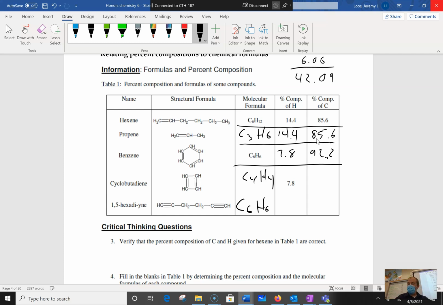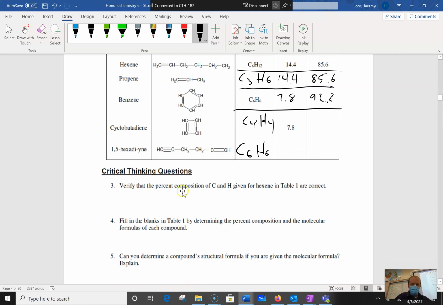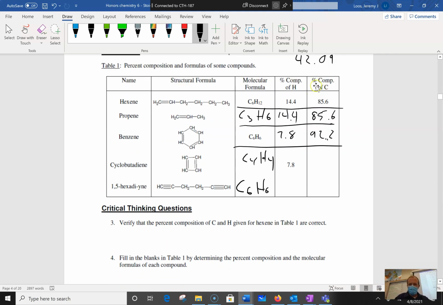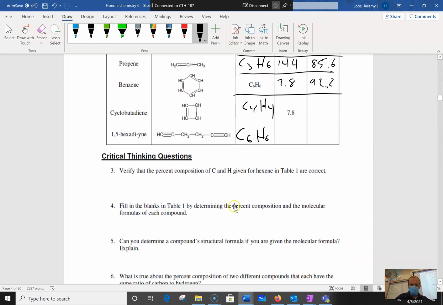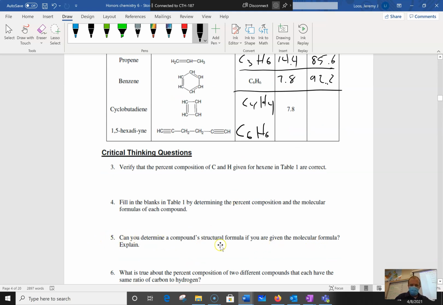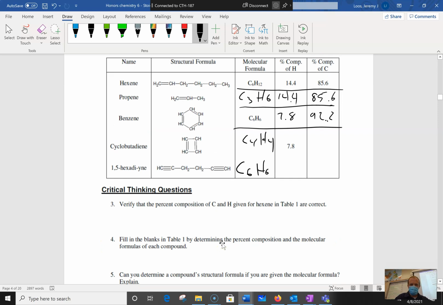So looking at that and going down to some of these questions that are down here, it says verify that the percent composition is right. You can calculate it if you want. So fill in the blanks. We've filled in the blanks of at least a couple. It says, can you determine a compound's structural formula if you're given the molecular formula? If you just see this, could you automatically figure out the structural formula? No, that's an organic chemistry concept down the road of your chemistry career. But here we see 2 examples of things that have the same molecular formula but different structures, and they're just different things.